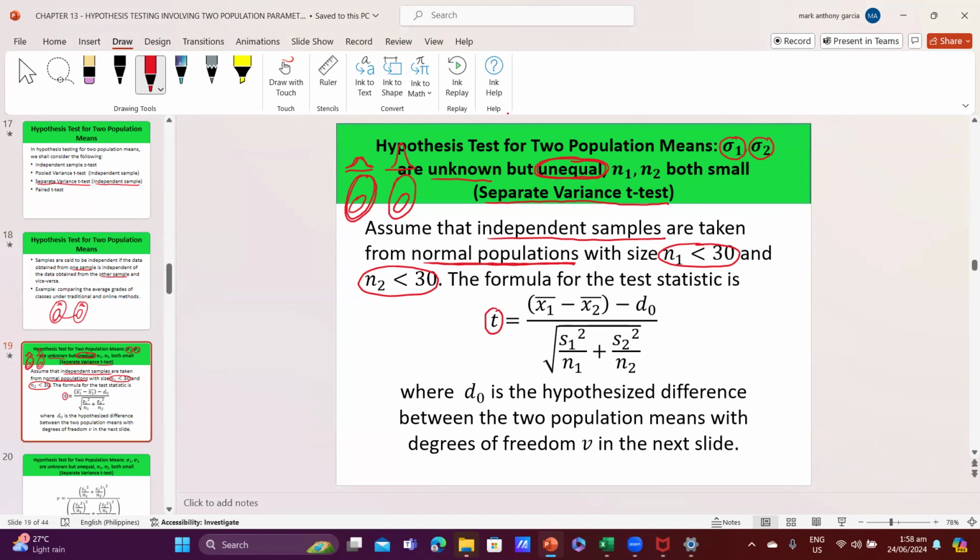Now the formula for the t-test statistic for case number 3 is as follows. It's the difference between the sample means of the first and the second group minus the hypothesized difference d sub 0, divided by the square root of the sample standard deviation of the first group squared divided by the sample size of the first sample group, plus the standard deviation of the second sample group squared divided by the sample size of the second sample group. Now, since this involves the t-distribution, we have to determine also the degrees of freedom, df or v, in the next slide.